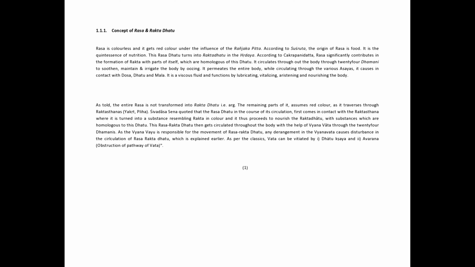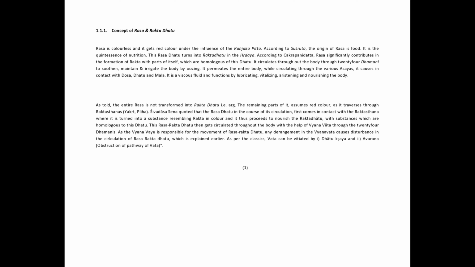Sivadasa Sena quoted that the Rasa Dhatu, in the course of its circulation, first comes in contact with the Raktasthana, where it is turned into a substance resembling Rakta in color, and it thus proceeds to nourish the Rakta Dhatu with substances which are homologous to this Dhatu. This Rasarakta Dhatu then gets circulated throughout the body with the help of Vyanavayu through the 24 dhamanis. As the Vyanavayu is responsible for the movement of Rasarakta Dhatu, any derangement in the Vyanavayu causes disturbance in the circulation of Rasarakta Dhatu, which is explained earlier.